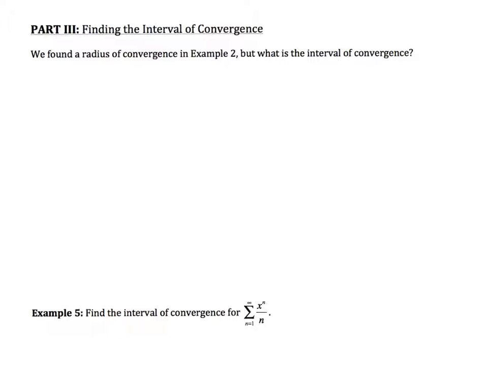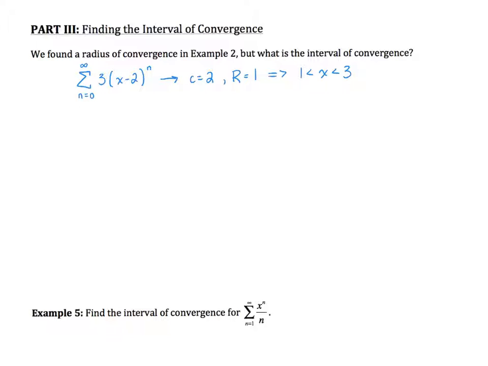So if you recall, in example 2, we were working with the series from n equals 0 to infinity, 3 times the quantity x minus 2 to the n. So this was a series that was centered at 2, and we found through the ratio test that our radius of convergence is 1. So from there, we can conclude, centered at 2, and I can reach out 1 in either direction. That basically gets us from 1 to 3.